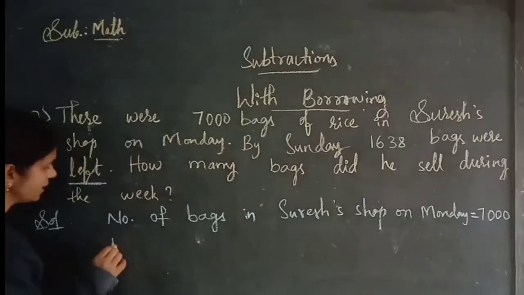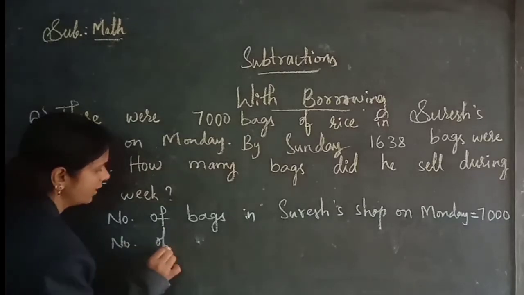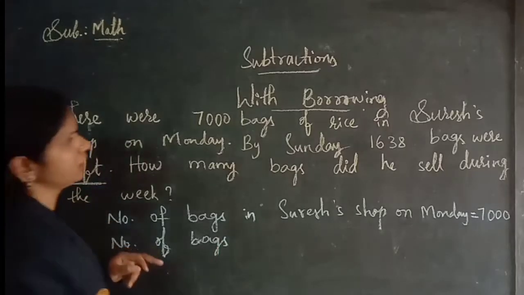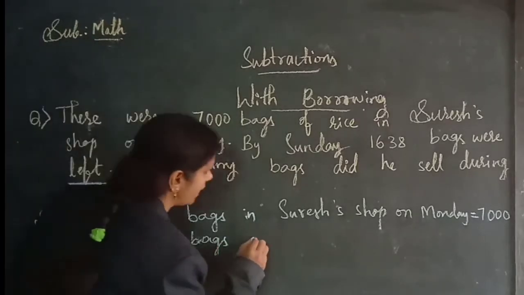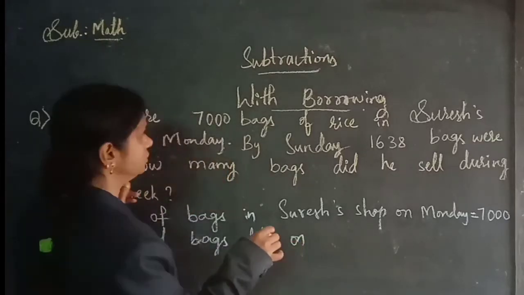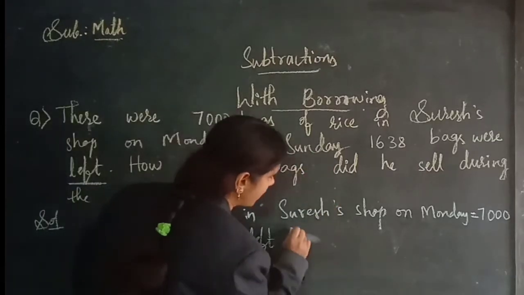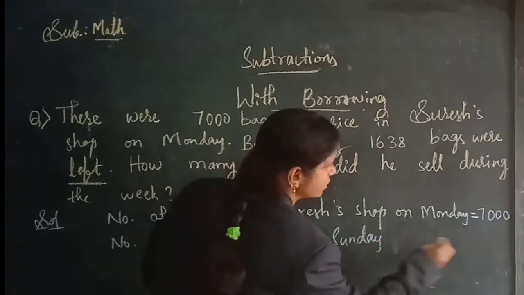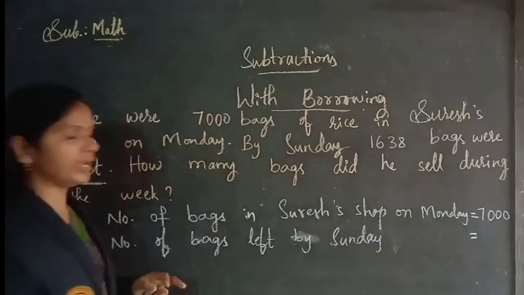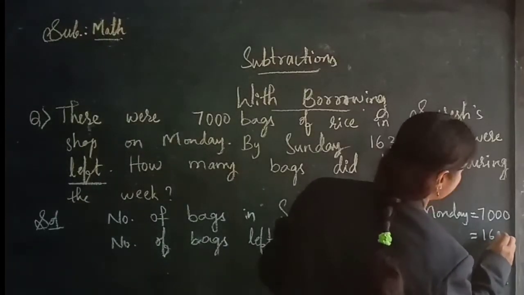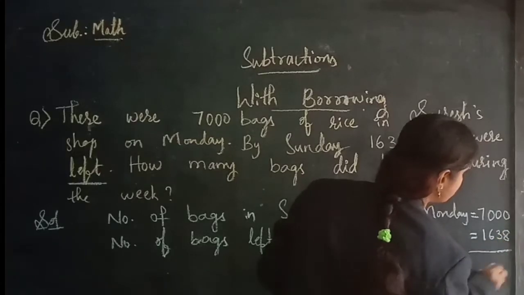Now, number of bags. Next, what you can write here? Number of bags left by Sunday. Left by Sunday, by next Sunday. So how many bags were left by next Sunday here? 1,638.